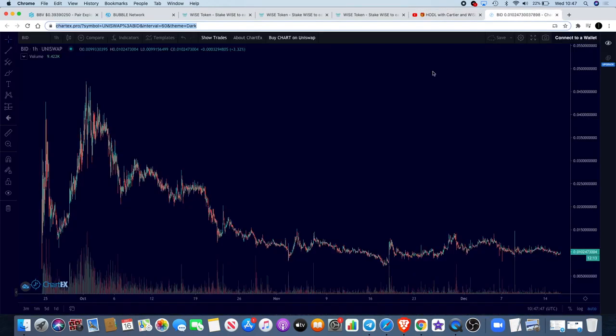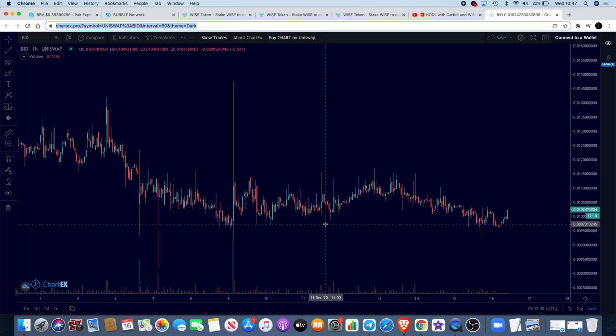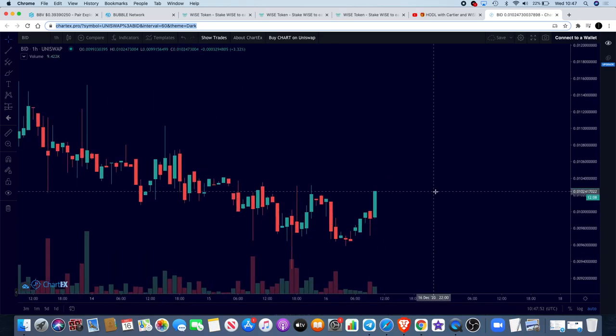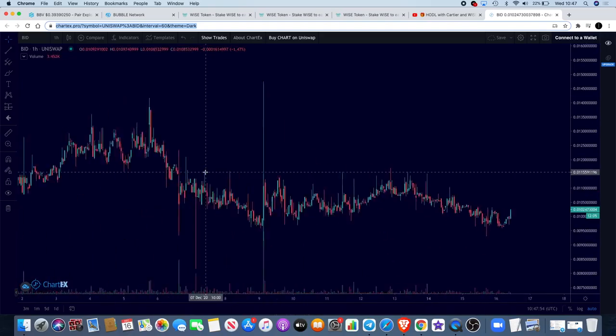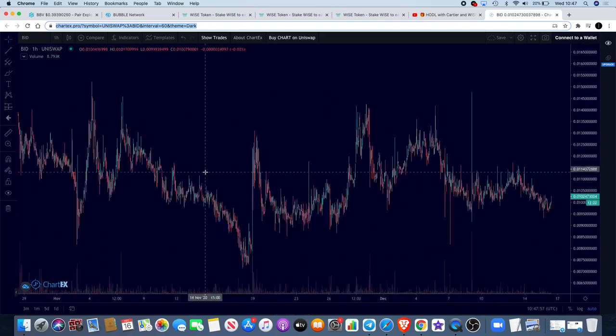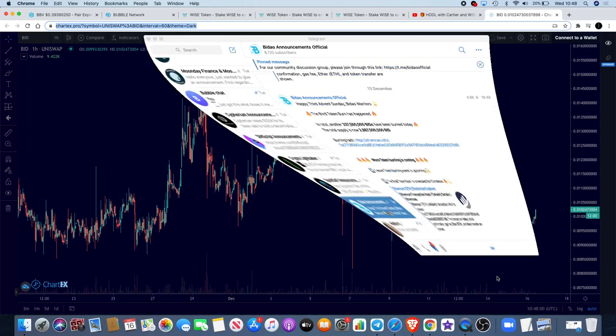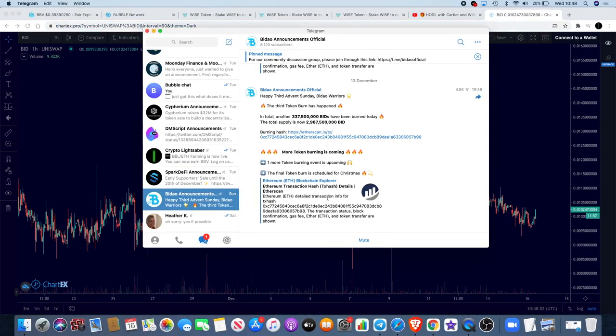Moving on, just quickly, Bidao does look like it's getting a little bit of green at the moment. We are on a 1 hour chart. But now I just wanted to quickly highlight the token burning for Bidao. They had the almost final token burn, the second to last one. They burnt 337.5 million tokens, and now there is only 2.987 billion Bidao left. There will be one more token burning event, which is upcoming, and that will be in the final week of December.